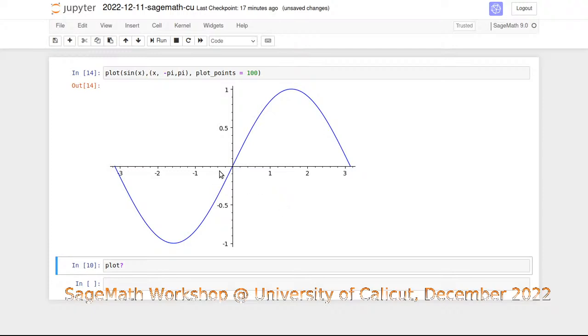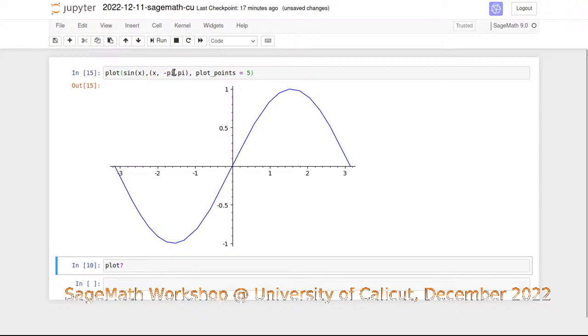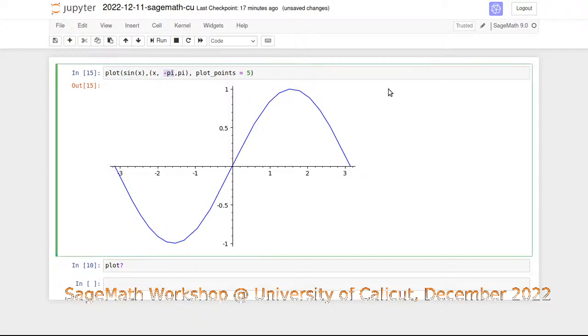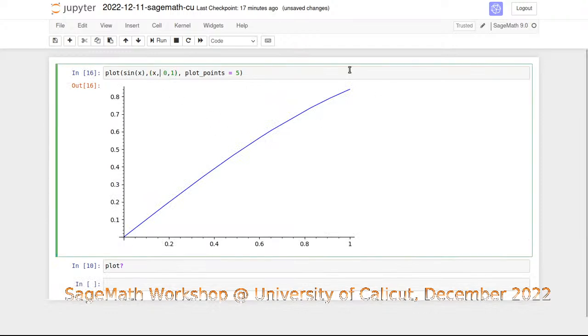Okay, let us try to reduce that once again. In the entire range minus pi to pi, it is not actually taking 100 points or 5 points. Okay, in the entire range it's not 5 points. So what is happening? Let us take 0, 1 and see what exactly it is. 0, 1 is a straight line, so we cannot make out much.